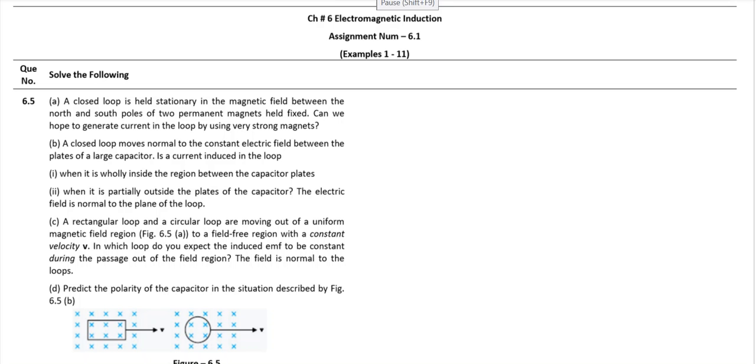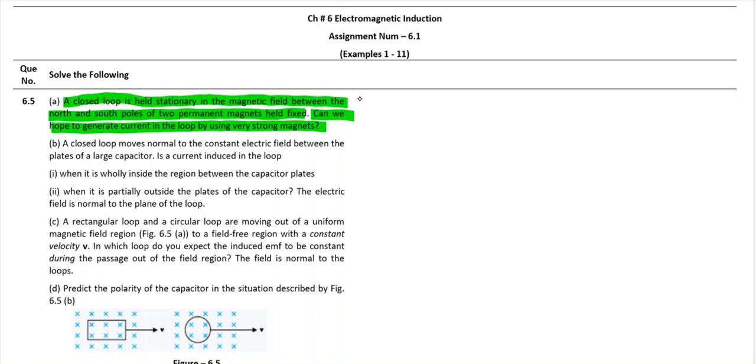Hello students, in this video we have the fifth illustration of chapter 6, and there are four different questions. The first one is: a closed loop is held stationary in the magnetic field between the north poles of two permanent magnets and held fixed. Can we hope to generate current in the loop by using strong magnets?